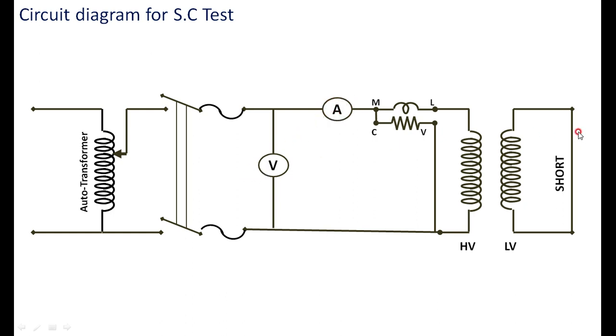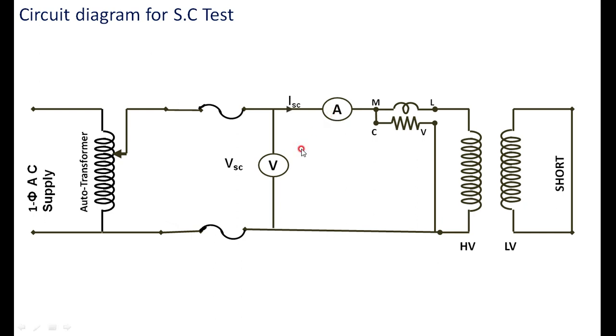For a very small voltage we are getting a large current because it is under short circuit test. Therefore, from the single phase supply, I am giving a supply here and adjusting the variac output voltage so that for a very small voltage we are getting the rated current. Then ISC, which I am representing because it is short circuit, should correspond to the full load current, and the corresponding value of the voltage and the wattmeter reading, that is the WSC.